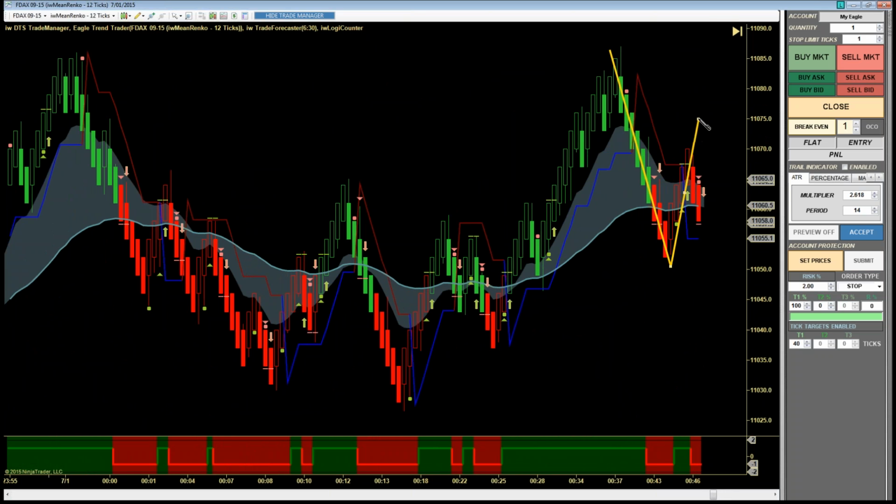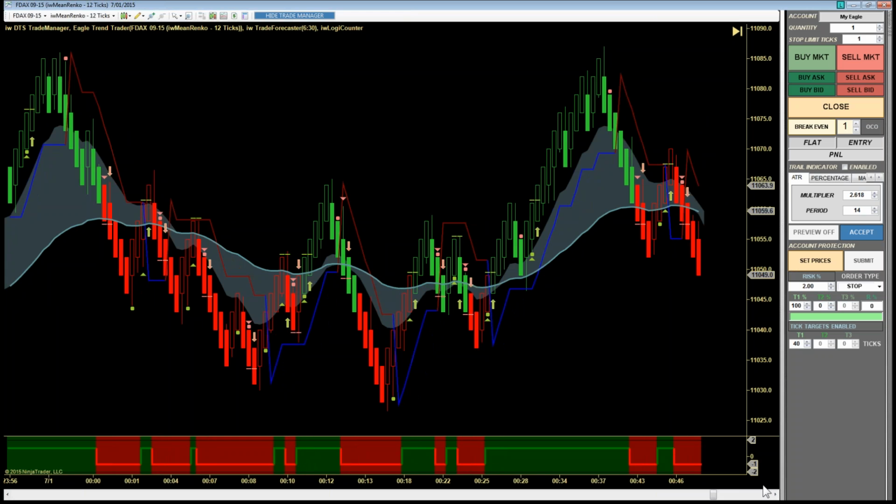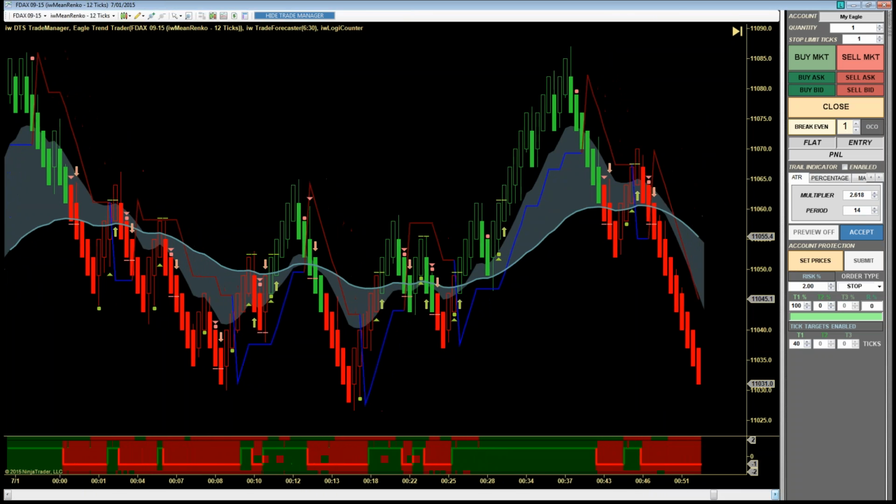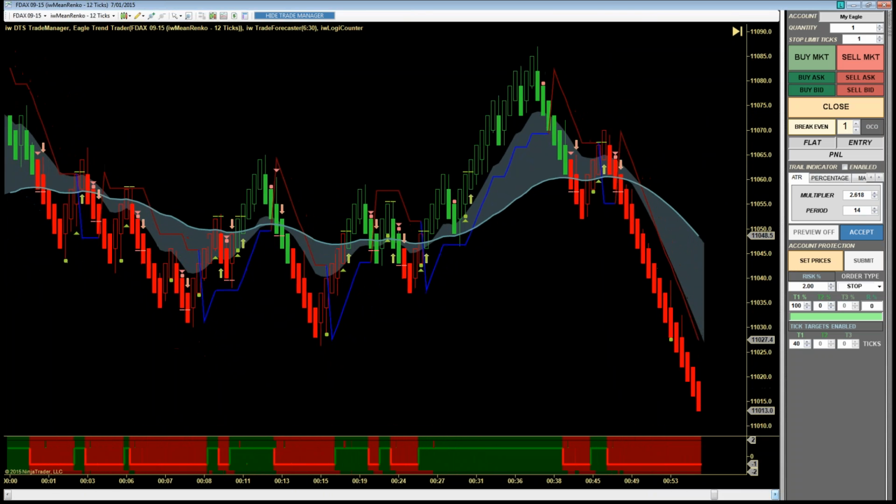The rule of three always needs to be preceded by a test of the extreme, which we had. This developed rather quickly. I probably would have held my entry until we got below this low right here. Made sure we violated that, which we did right there. And a very nice decline.